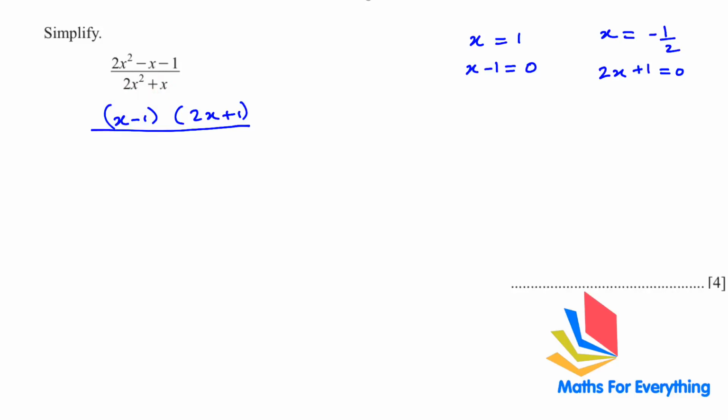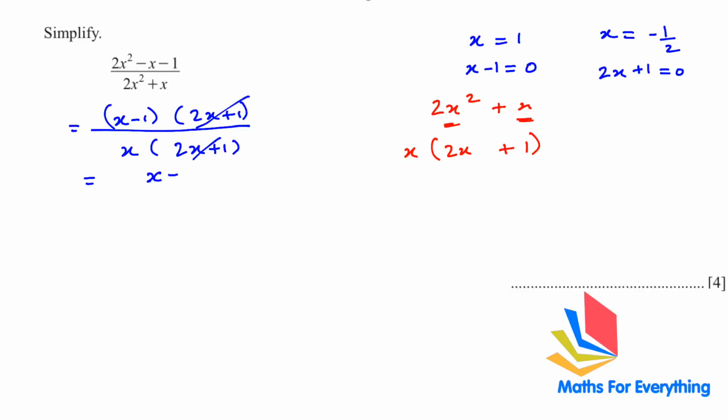So you now have 2x square plus x. One x is common. If we factorize that x, we are left with 2x plus 1. That is what we have to write here. x, 2x plus 1. The 2x plus 1 gets cancelled and the answer is x minus 1 over x.